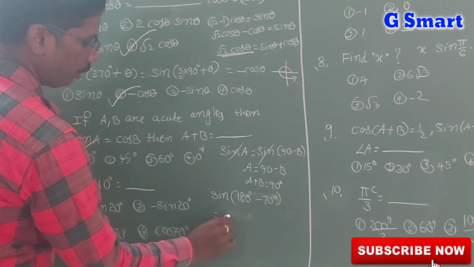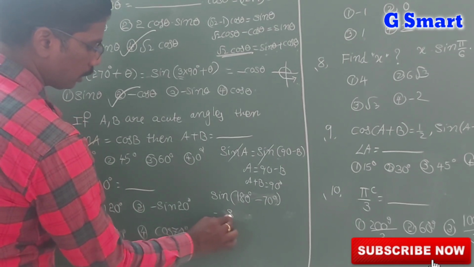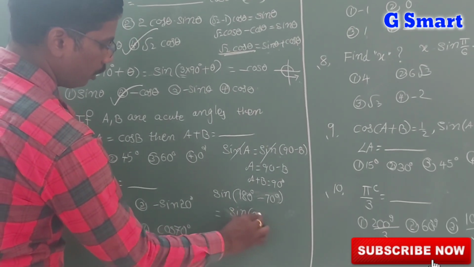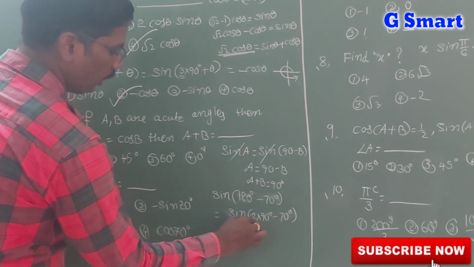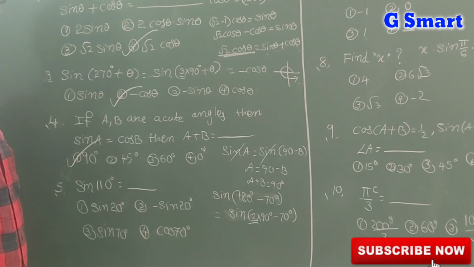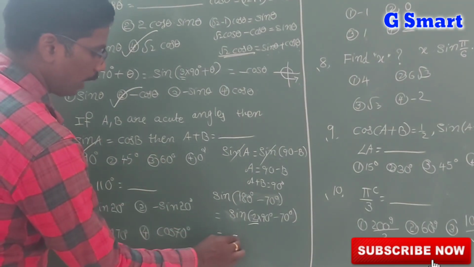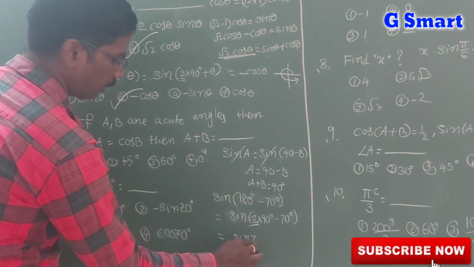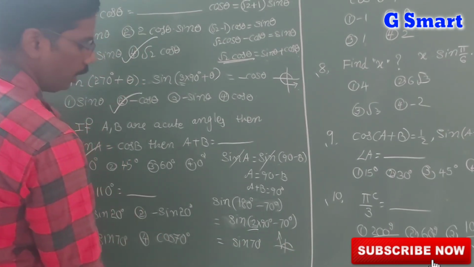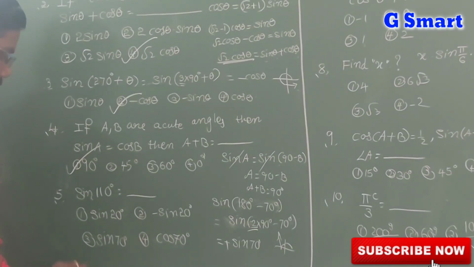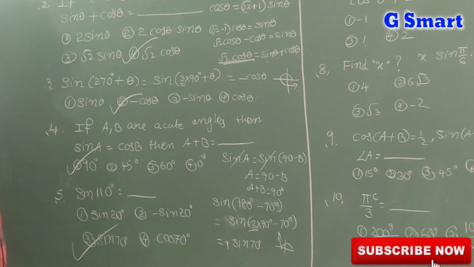So this 180 can be written as 2 into 90, so 2 into 90 minus 70 degrees. 2 is an even number, and if it is even, sin only will come. Sin 70. So 2 90s and minus means back side, so plus only. Plus sin 70. So the third option.